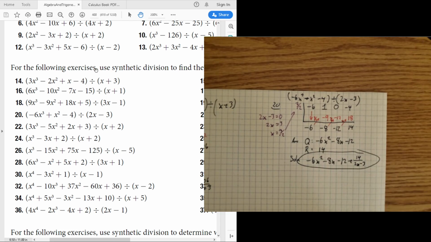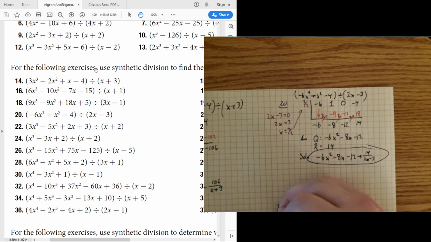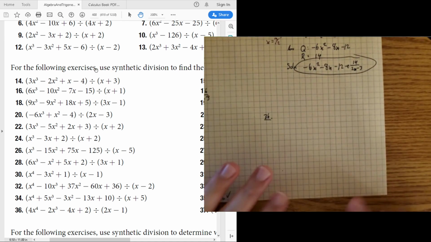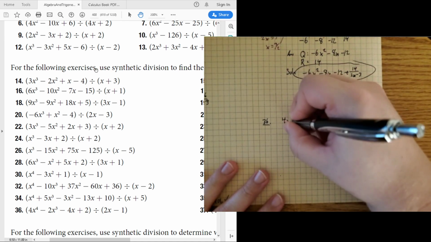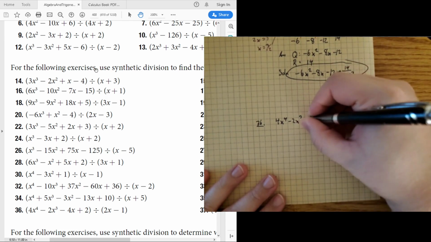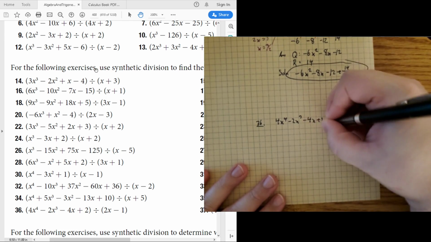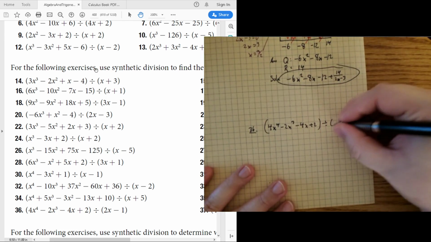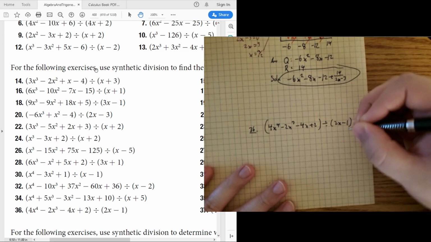I'll do one more before I finish, but this is the basic format for tonight. Note each time how we do these pieces and these parts. It's the same basic components every single time. Okay. I'm going to look at number 36. Okay, our last big one. Okay, 36 is the following problem. 4x to the fourth minus 2x cubed minus 4x plus 2 divided by 2x minus 1.